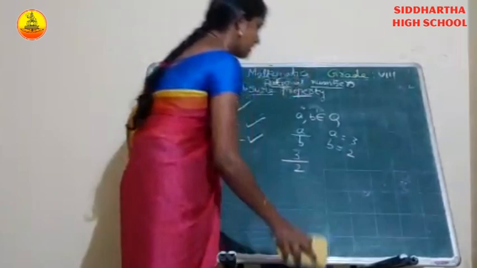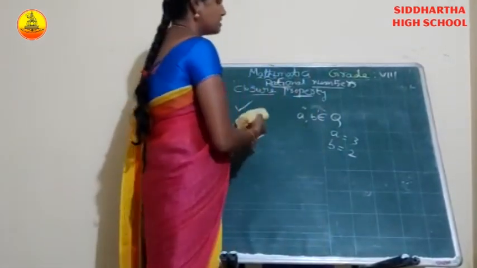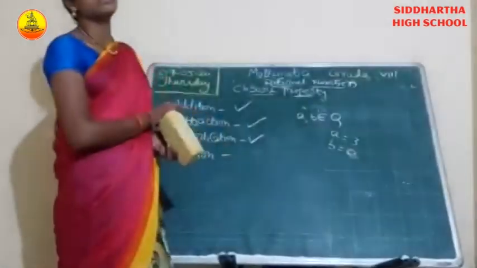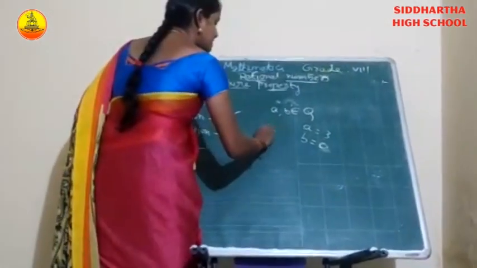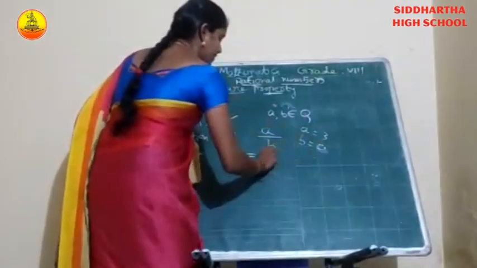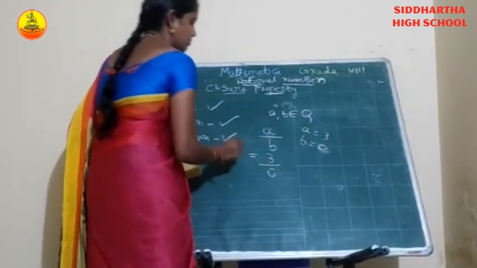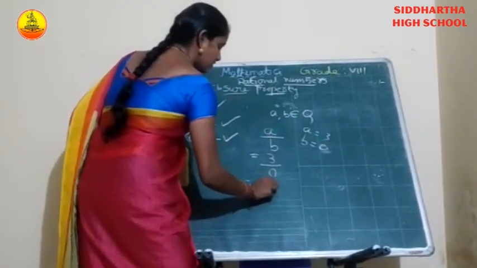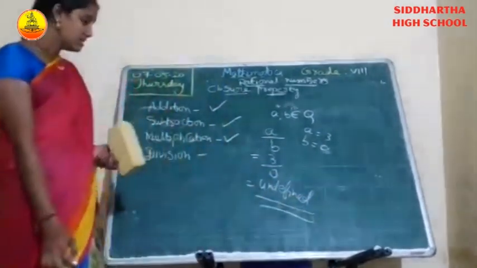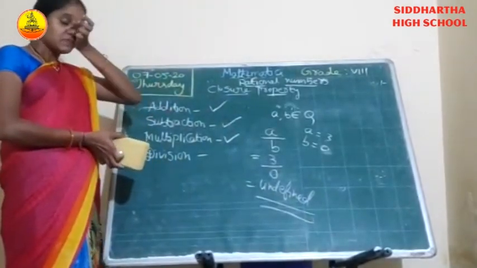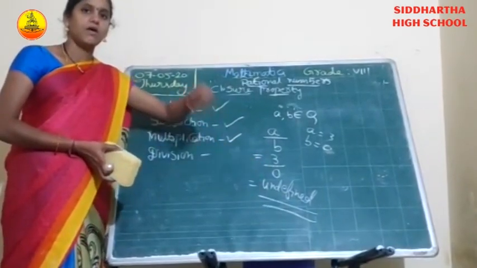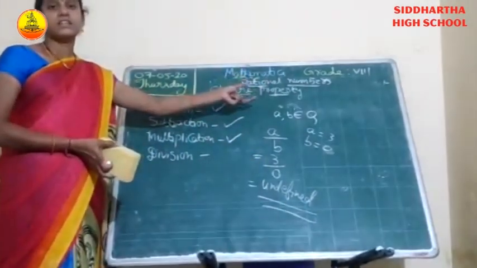Now, for example, a, b belong to Q, so you can take any rational number. If a value is 3 and b value is 0, then what is the value of a by b, children? A value is 3, divided by 0. What is the value of 3 by 0? Undefined. That means it is not a rational number. So closure property is satisfied under division except in this case. In all remaining cases it will satisfy the condition.